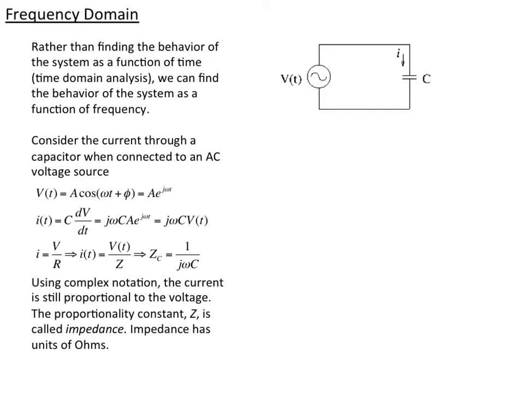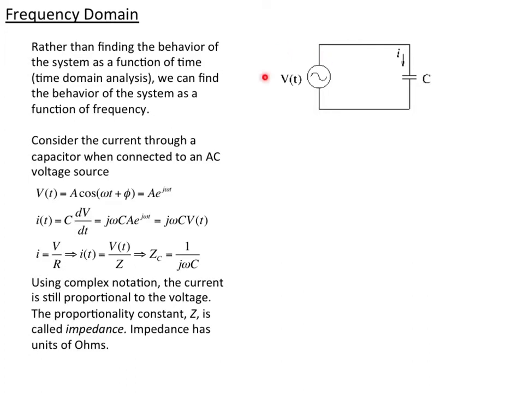Rather than find the behavior of a system as a function of time, as we did before in the time domain analysis, we can find the behavior of the system as a function of frequency instead, which we'll call the frequency domain analysis. So we begin by considering a very simple system, like we did way back when with resistors: just a variable voltage source and a capacitor, and we want to find the current through the capacitor.